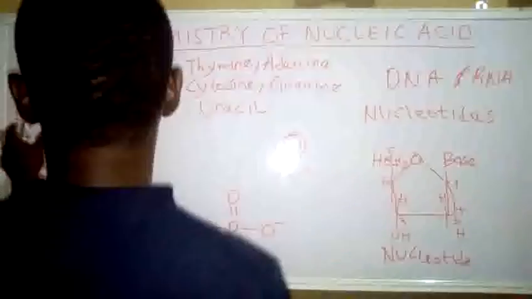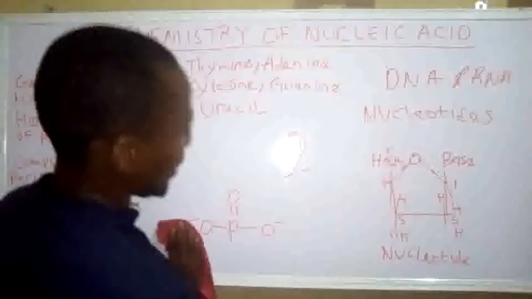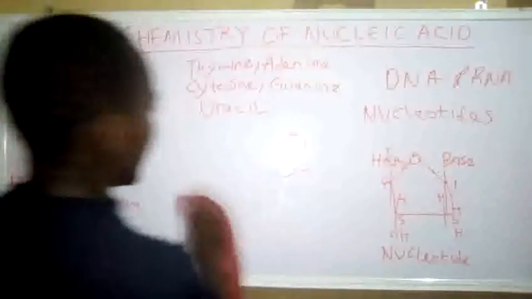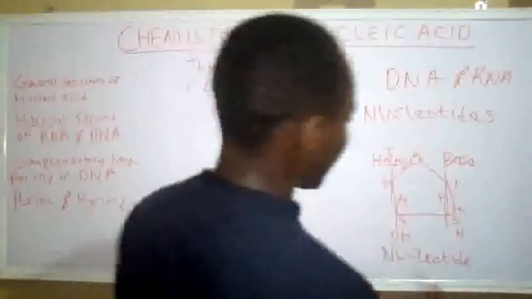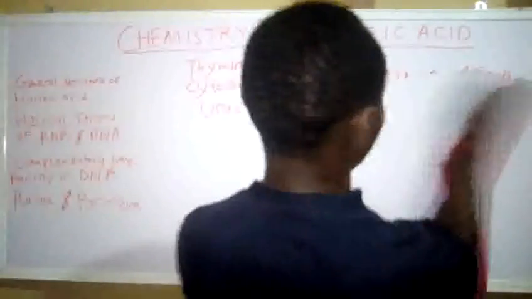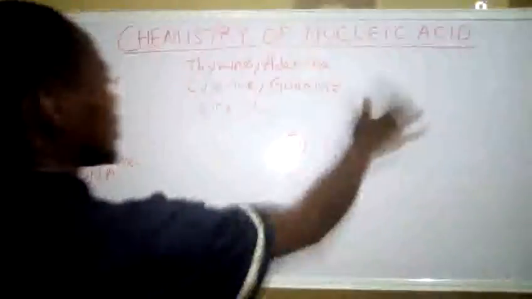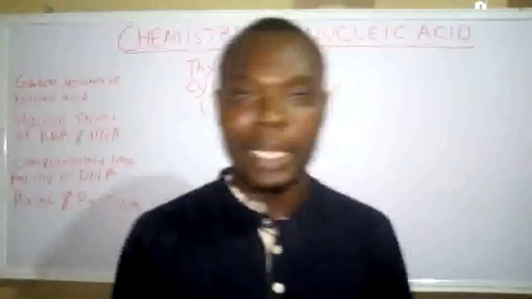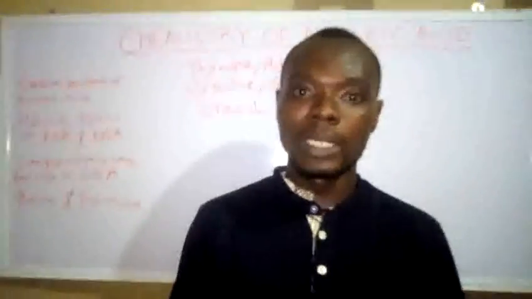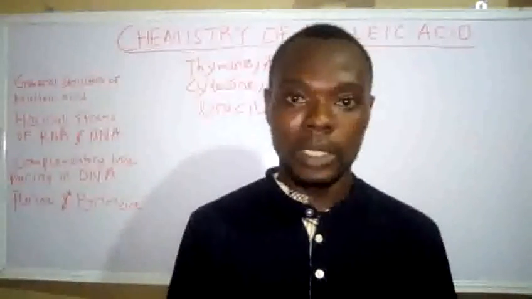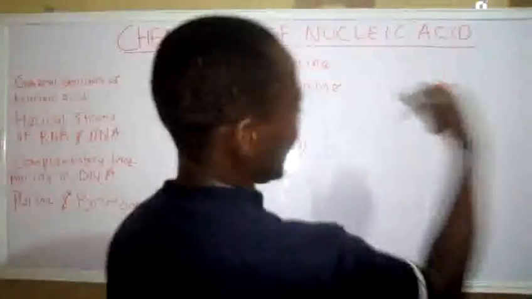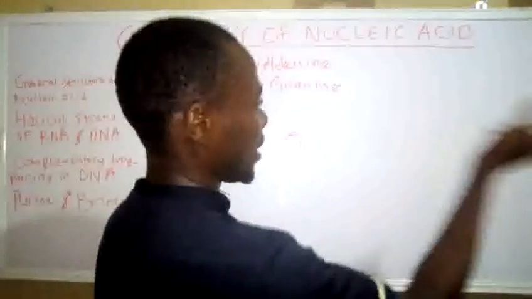Now let's move to the helical strand of RNA and DNA. Let me quickly mention that DNA contains two helical strands, while RNA contains just one helical strand. So let me first do it for RNA and DNA.